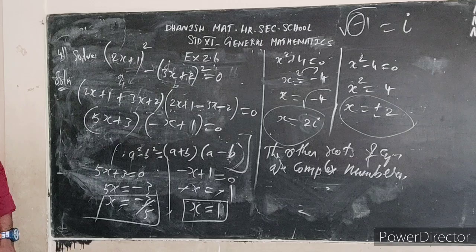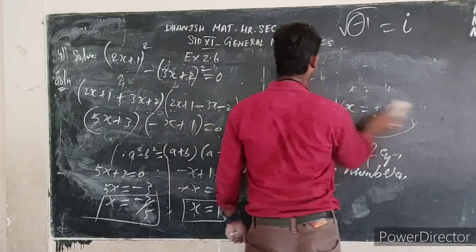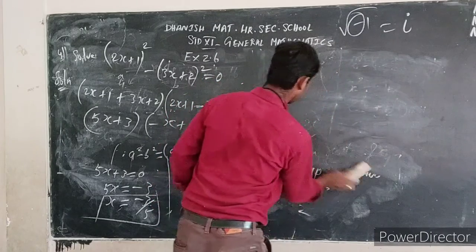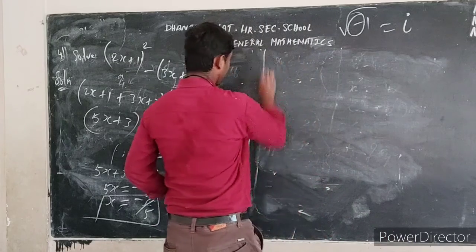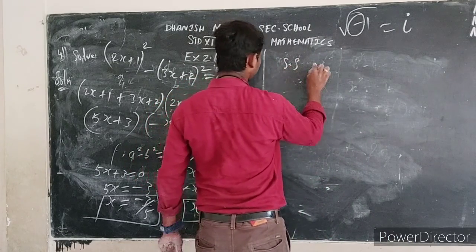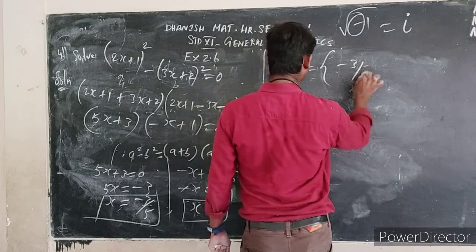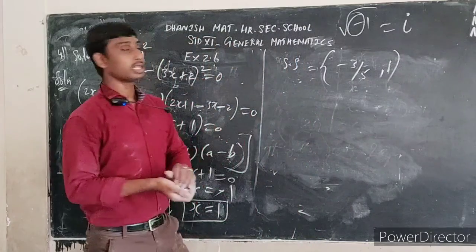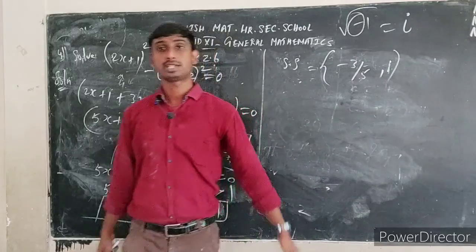So what is the interval we are getting here? The solution set is minus 3 comma 5 comma plus 1. So whenever you are writing the solution set, first you have to write the minus value, then you have to write the plus value. Okay.